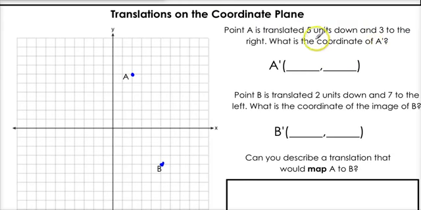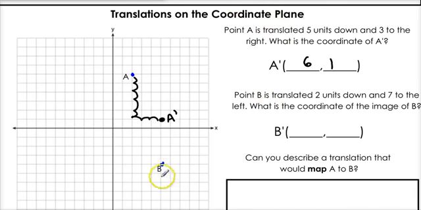Well, this is pretty straightforward. All you got to do is count. So you got to go 5 units down: 1, 2, 3, 4, 5. And 3 to the right: 1, 2, 3. And that's where your new point is. All right, that's A prime. The new point is at, well, let's count it out: 1, 2, 3, 4, 5, 6. Up 1. So that's at 6, 1. Easy.